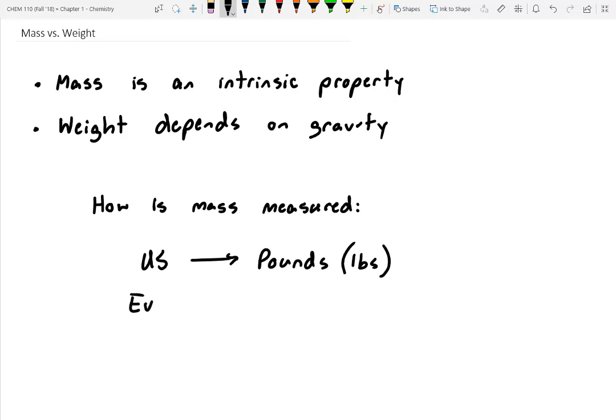However, everyone else doesn't. What does the rest of the world measure mass in? Kilograms or grams, right? It kind of depends on the context, but they'll use one or the other.